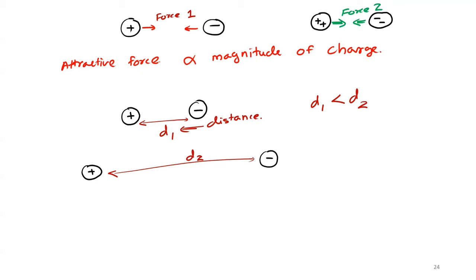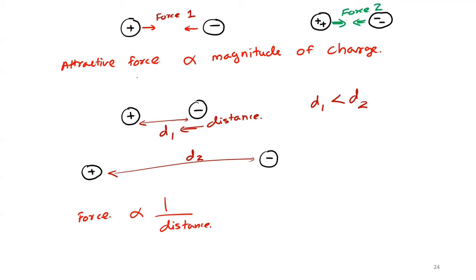All right. So if you try to build another relationship between the force and the distance, in which way will this distance affect it? When the distance increases, you will see that the electrostatic force, the attractive force, is going to decrease. So the force is inversely proportional to the distance.